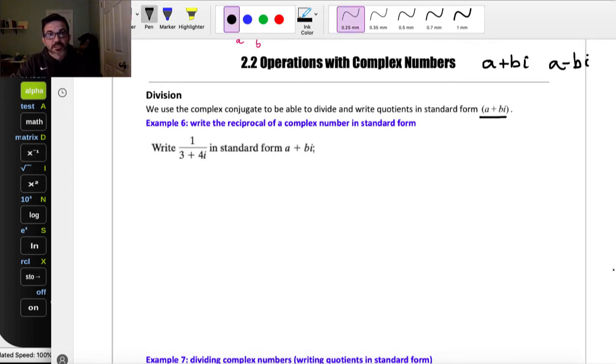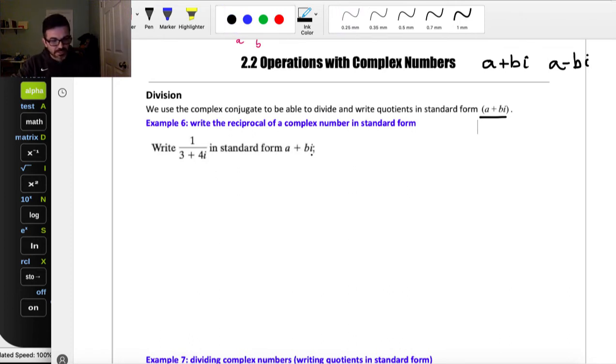So we're going to use the complex conjugate to be able to divide and write quotients in standard form. So we want to write the reciprocal of a complex number in standard form. Write 1 over 3 plus 4i in standard form, a plus bi. 1 over 3 plus 4i is the reciprocal of 3 plus 4i. And so we don't like to have this complex number in the denominator. So what we want to do is get rid of that. And this is similar to when we rationalize denominators, if you did this in Algebra 2, where we didn't like to have the radical in the denominator.